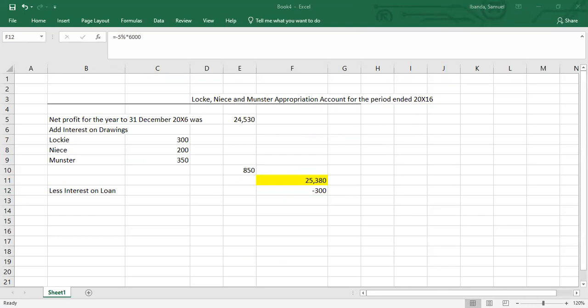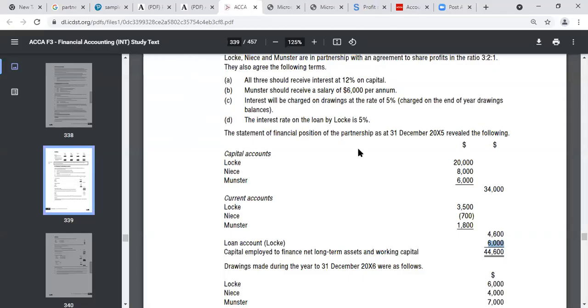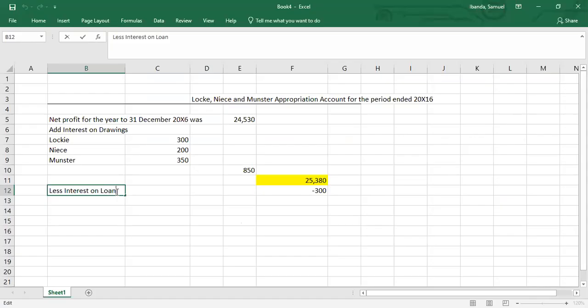Okay, the next one is I should also less salaries. Okay, I should less salaries, and I should also less the interest on capital. So I'll look through my question and see if I have any salaries. They're telling me that Monster should receive a salary of 6,000. Okay, so I'll just come here. Okay, interest on loan. I can try to put the bracket who this was. I think this was Loki, a loan, and then we have less salary.